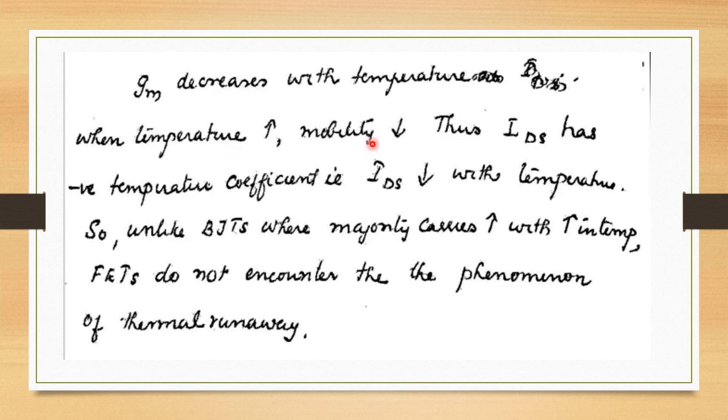When temperature increases, mobility decreases, thus IDSS, which represents the saturation current, has a negative temperature coefficient. Negative temperature coefficient means IDSS decreases with temperature, so when temperature increases, the value decreases. That is why it is called the negative temperature coefficient. We know that in BJTs, carriers increase with temperature, so there is a chance of thermal runaway in BJTs. But FETs do not encounter the phenomenon of thermal runaway because they have a negative temperature coefficient.